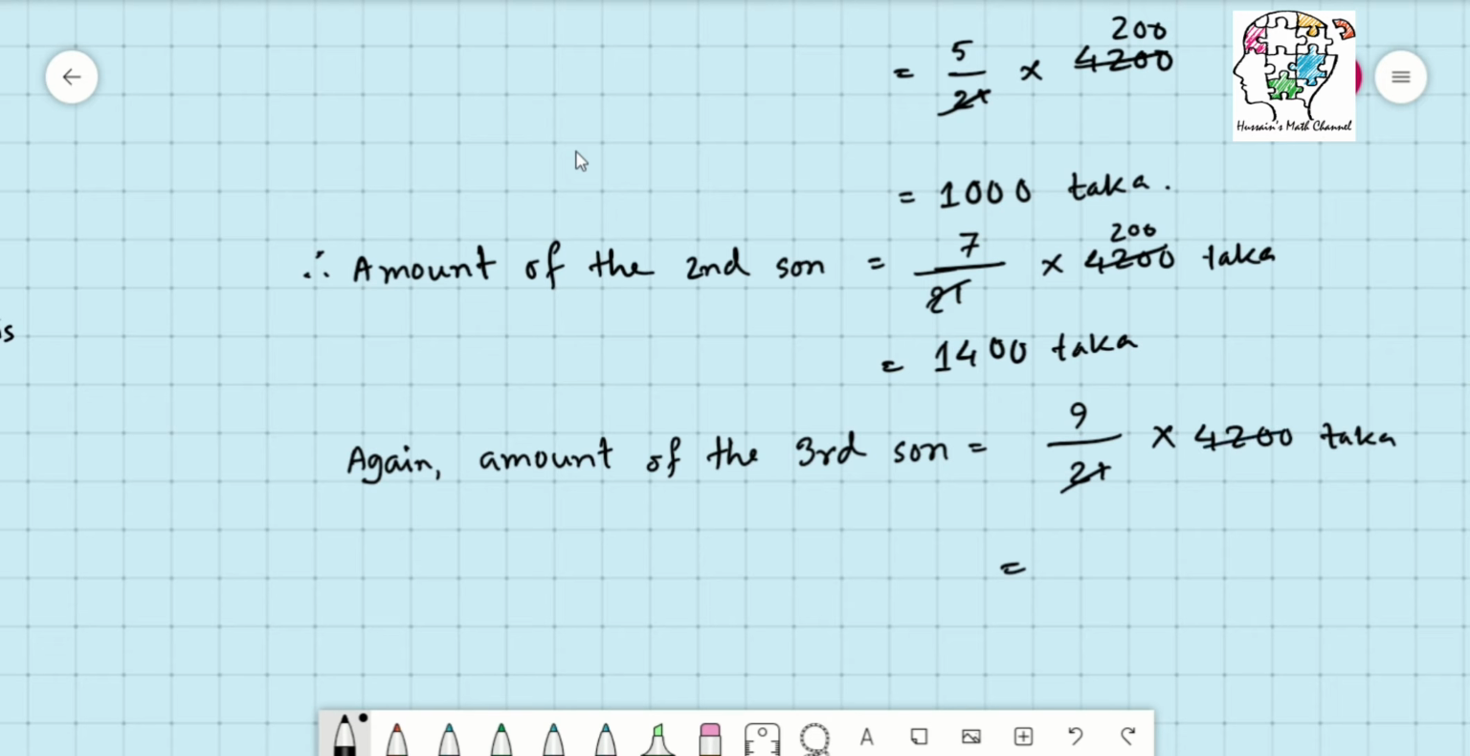If 21 2s are 4200, then 2 9s are 1800 taka is the amount for the third son. Now if you add this 1800 taka, this 1400 taka, and this 1000 taka, you can see that the total amount of money is 4200, which means our math is absolutely okay, which completes our answer.